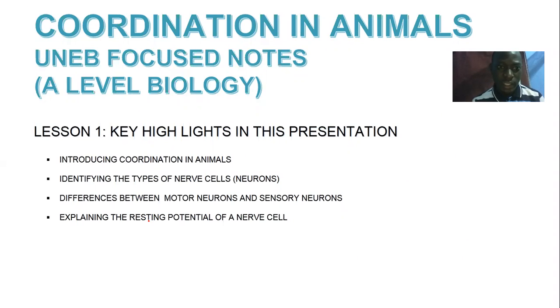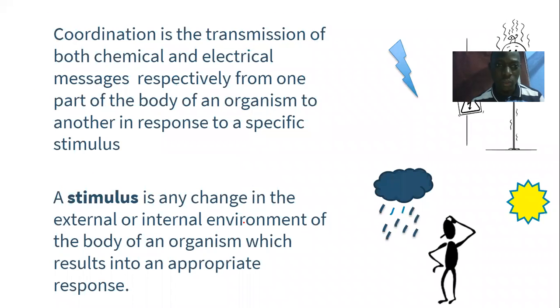Now, the main highlights of this video is that firstly, I'll introduce to you what coordination in animals is all about. And then secondly, we shall be identifying the types of nerve cells. If you don't want to call them nerve cells, you can call them neurons. It's the same. Then here, I'll also expound more on differences between motor neurons and sensory neurons. And then later on, I'll explain the resting potential of a nerve cell, that is the axon membrane.